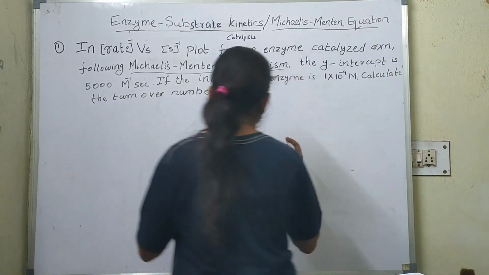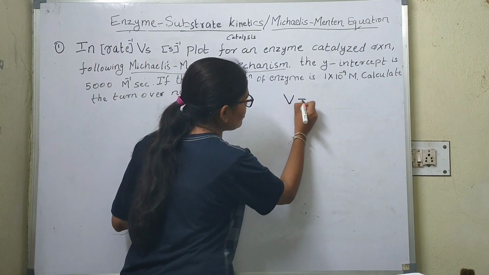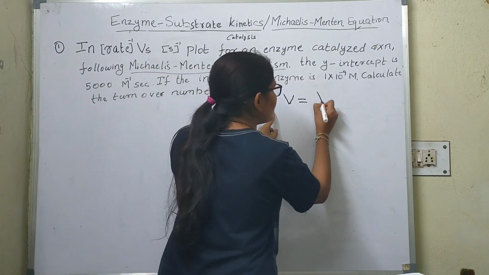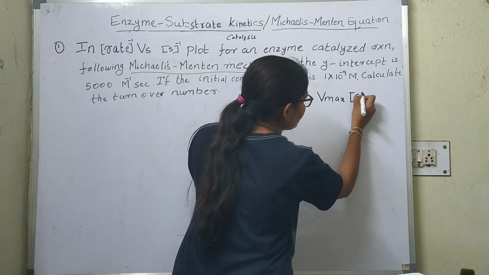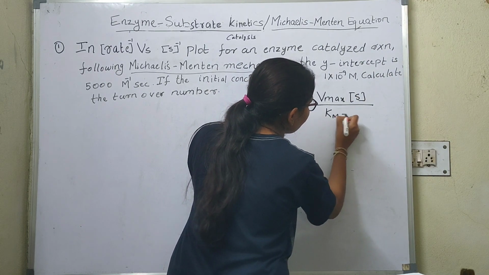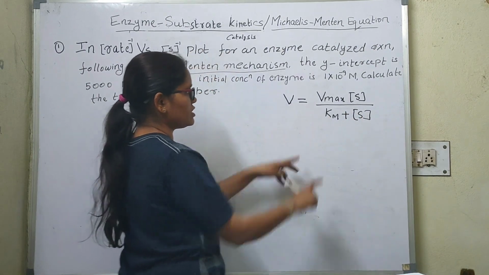The rate equation is given by V, where V represents the rate here. V is equal to Vmax into the concentration of substrate, divided by Km plus S. Here Km is the Michaelis constant.